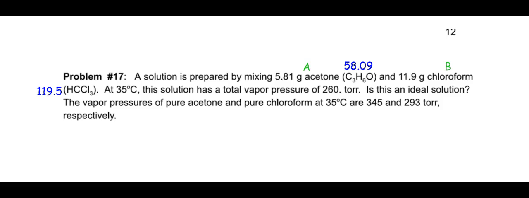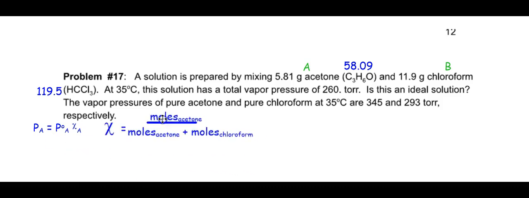And then it says the vapor pressures of pure acetone and pure chloroform are 345 and 293 torr respectively. So I, first of all, gave you the molar mass of each, so you don't have to get out your periodic table. And then I just said, okay, let acetone be A. Well, duh, it starts with A. And chloroform be B. All right. So I first need to find the partial pressure of acetone. Well, in order to do so, I need to know what chi is, don't I? Well, what is chi? It's the mole fraction of acetone, moles of acetone over acetone plus chloroform.